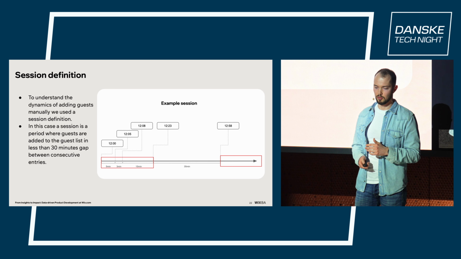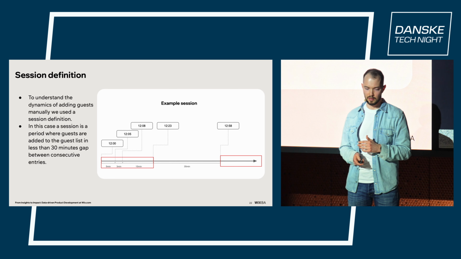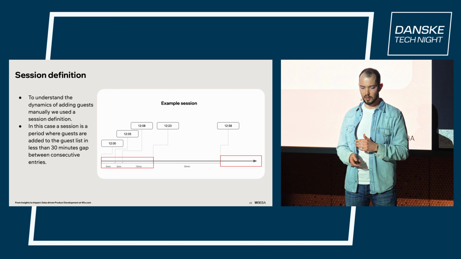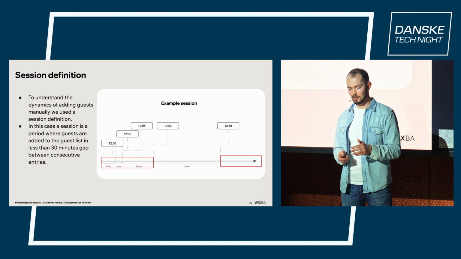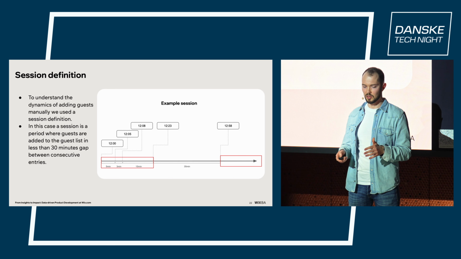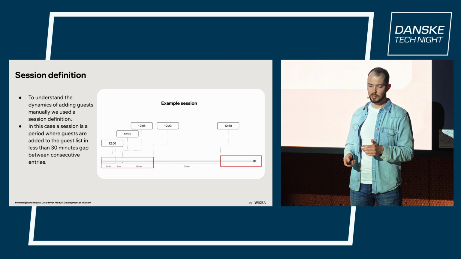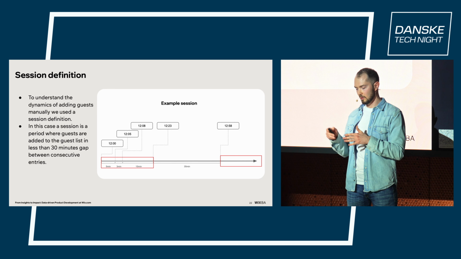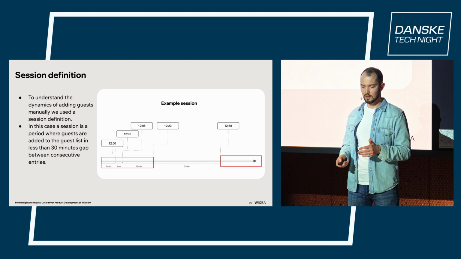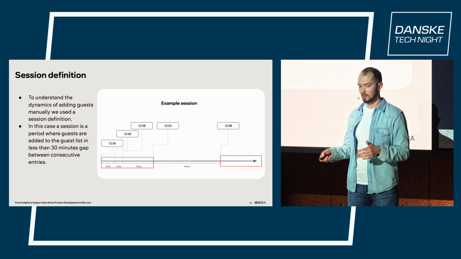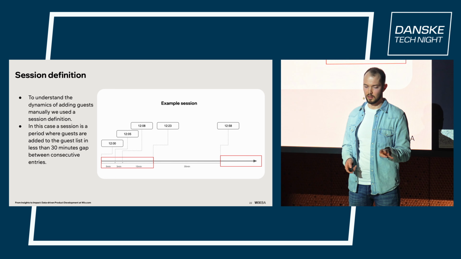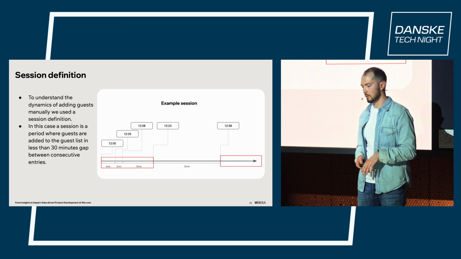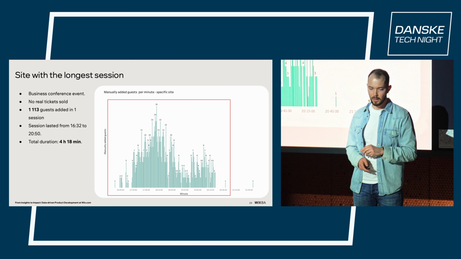Quick example, so this is a timeline. Let's say I add a guest at 12, then I add the next one 5 minutes later, so it's less than 30 minutes, still the same session. 3 minutes again, one more, 15 minutes, still the same session because it's less than 30 minutes. But after 35 minutes, I add another one. And in this case, we have two separate sessions. One had 4 guests added, and the second one had only one.